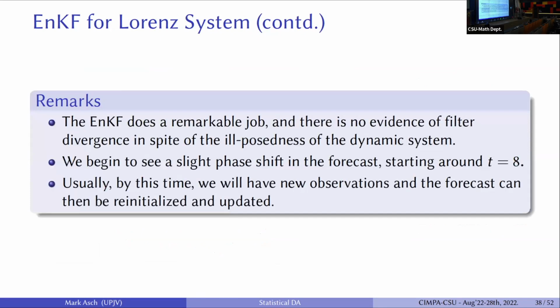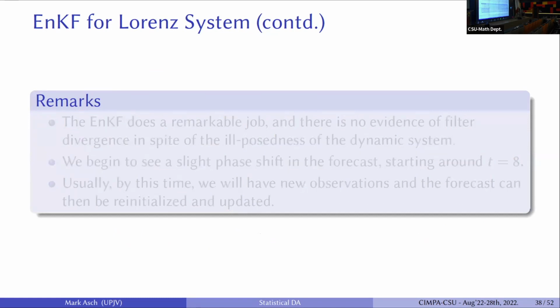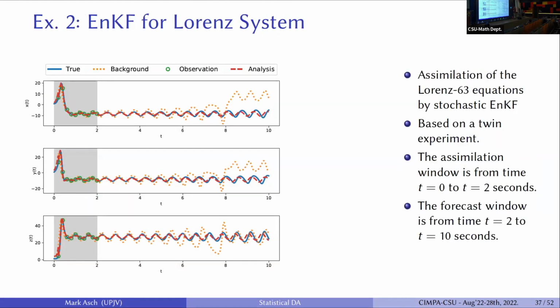It does a remarkable job. No evidence of filter divergence, even though there's some ill-posedness of the system. We begin to see a slight phase shift around t equals 8, but usually by the time you get to t equals 8, you already have new measurements. So I'll go back to the green phase right here, the shaded phase. By around t equals 8, I'll surely have new measurements that will come in, and then I'll be able to rectify and start again predicting and have a very good prediction.